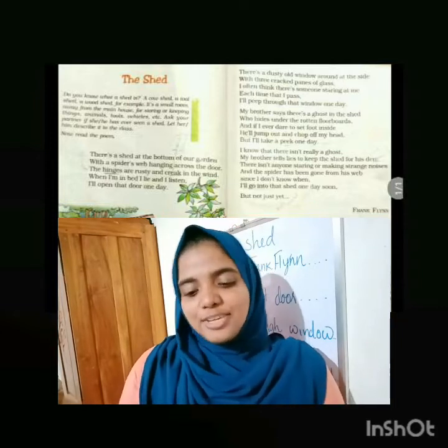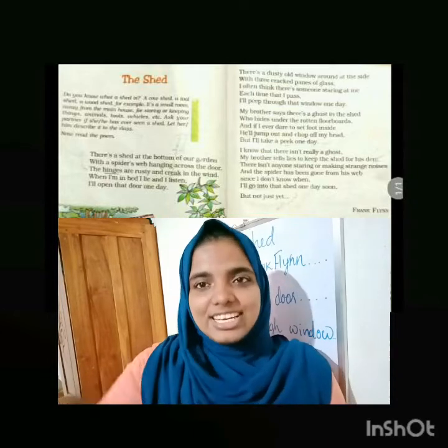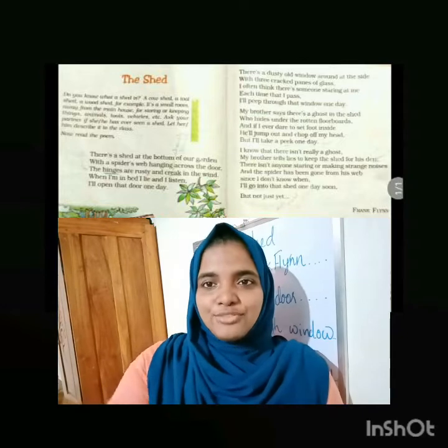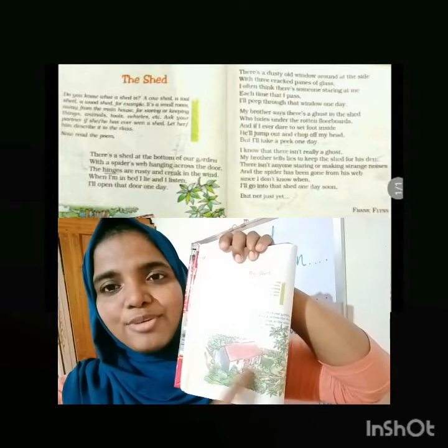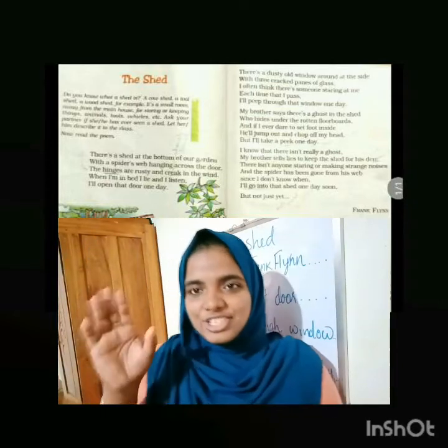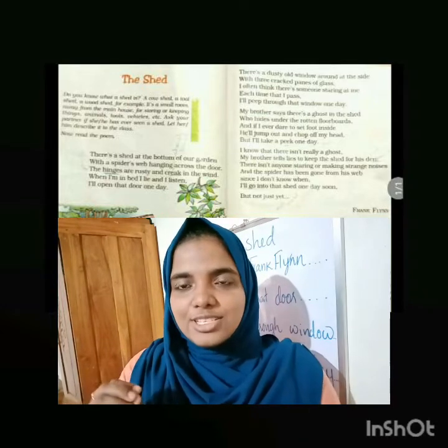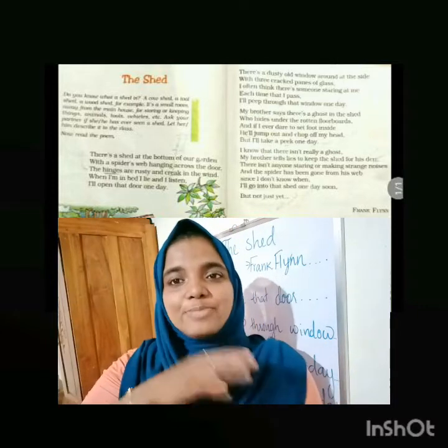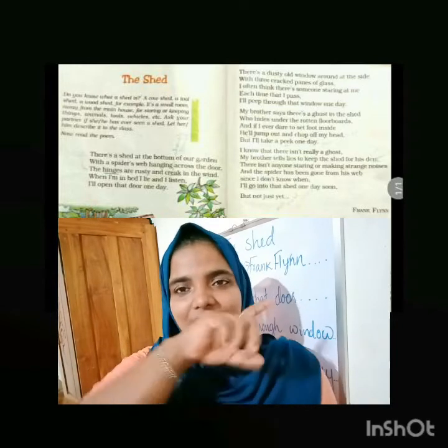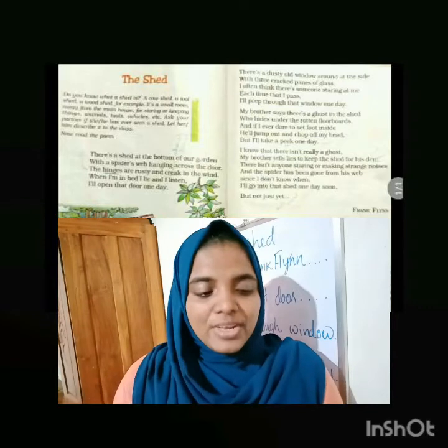There is a shed at the bottom of our garden. In the poet's house, there is a garden, and at the bottom, the down part of that, you can see in the picture here. See, at the bottom, this is a shed. He can see a shed there. This poet did not go there till now. With a spider web hanging across the door, nobody opens that door, and he can see the spider web. The spider has put the web over that door, across the door.